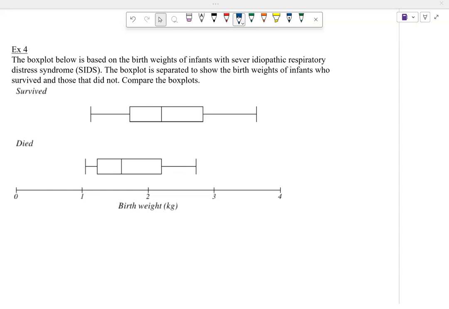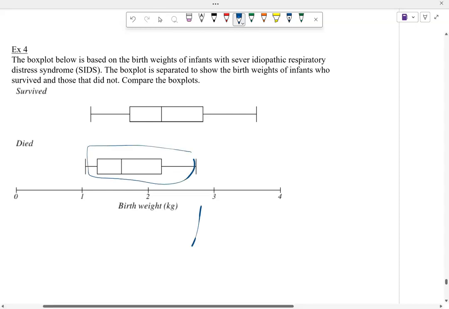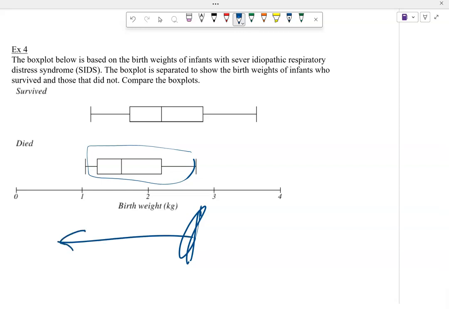So if I'm comparing the two, just looking at the 5-number summaries that are displayed visually, the box plot reveals the birth weights of the infants that died appear to be overall smaller. See how these are smaller on the graph, right? This and below, than up here.